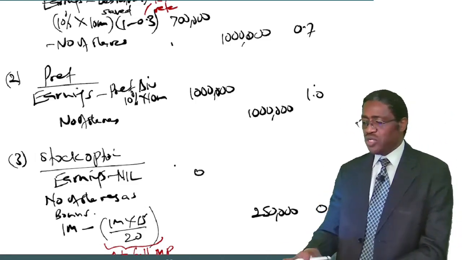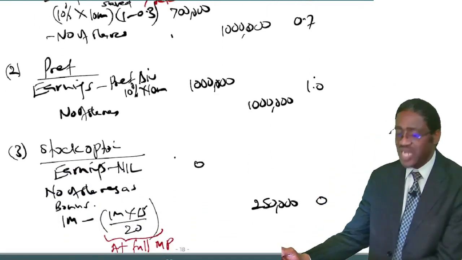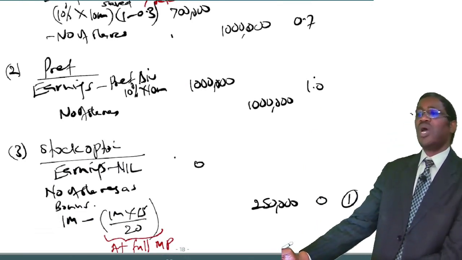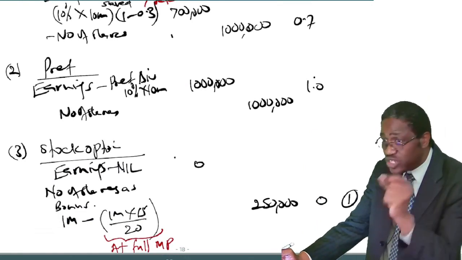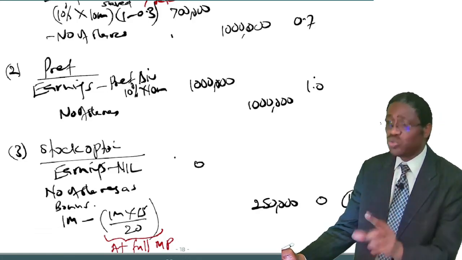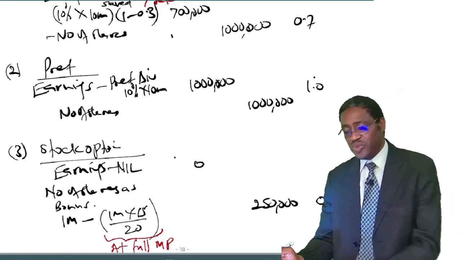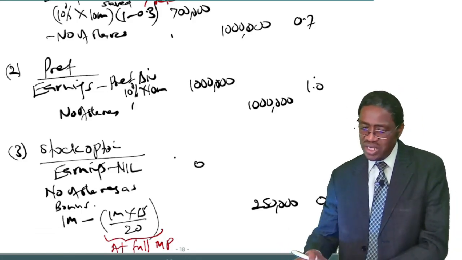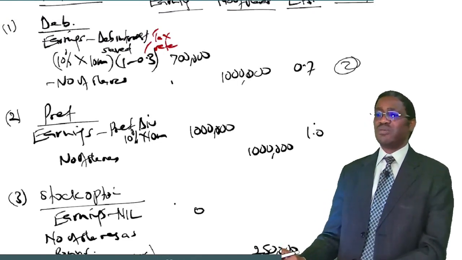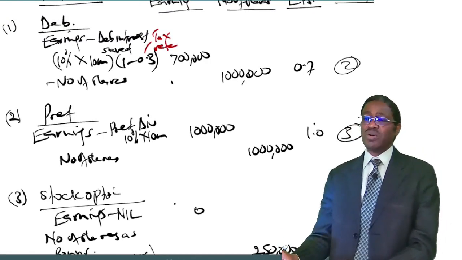So in our column of the ranking, we start with the stock option as number one. Then you go to the next most dilutive, the one with the next lowest incremental earnings per share, which in our case here is convertible debenture. That becomes number two. Then finally you go to number three, which is the convertible debenture.